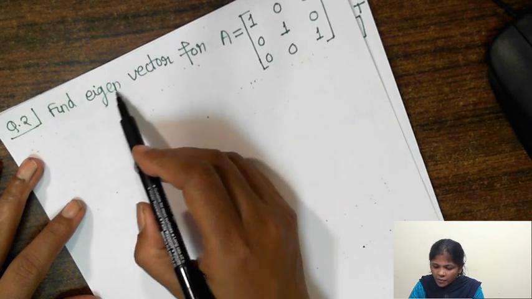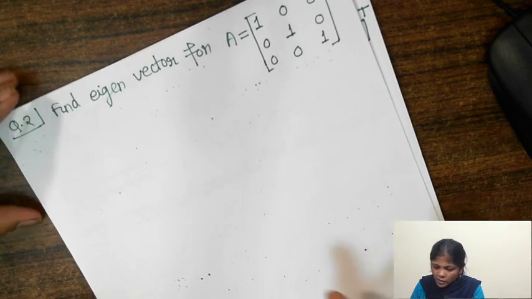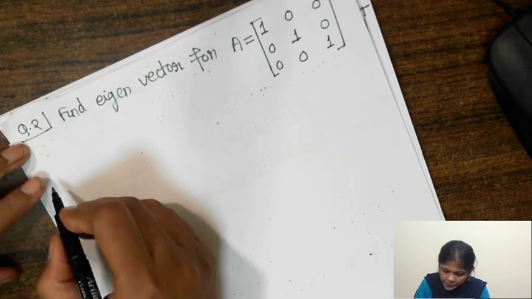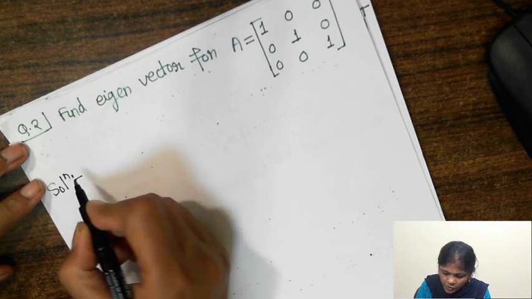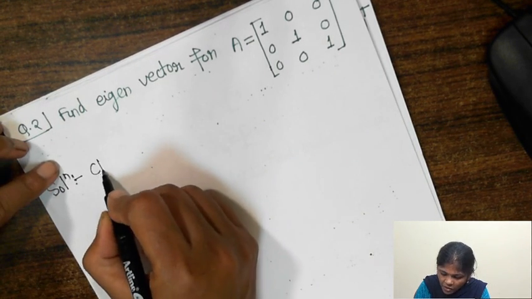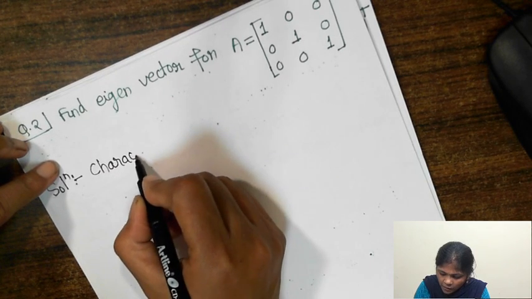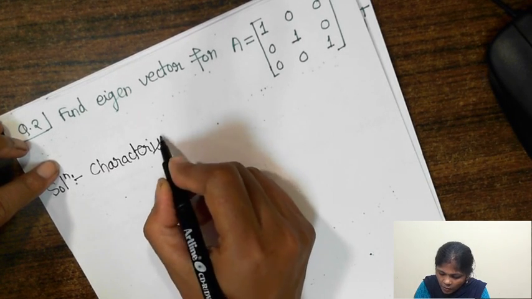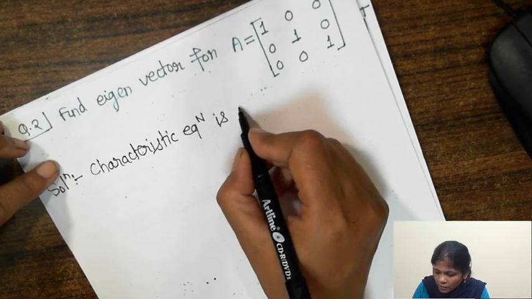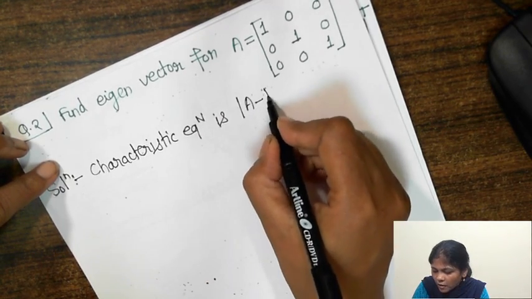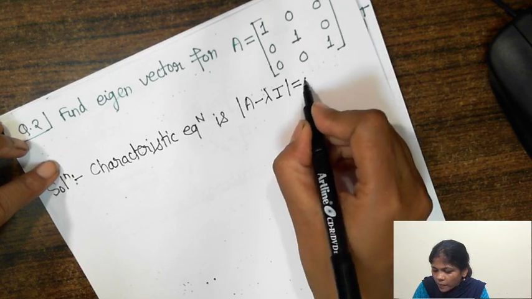Now let us find this as per our procedure. Here it is asked to find the eigenvector. So let us start the process and try to get the same answer by procedure. We will start with the characteristic equation. The characteristic equation is determinant of A minus lambda I equal to 0.